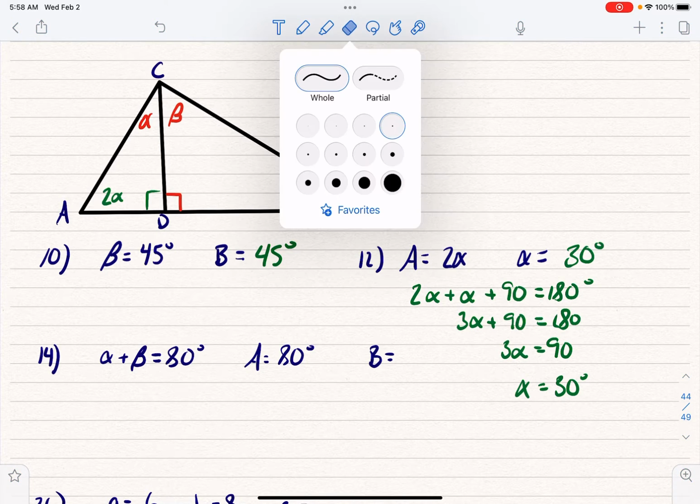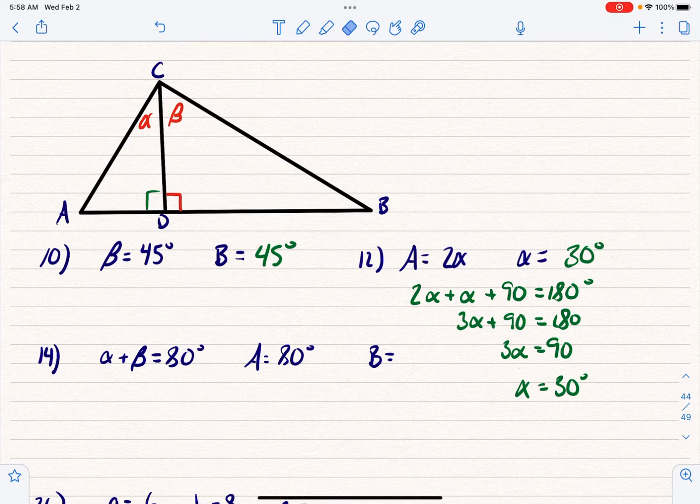Next one, let me erase this right here. Okay, next one said, what if alpha plus beta equaled 80? And so what we're saying is this angle right here is 80 degrees, and A is 80 degrees. Then what would B have to be? And that's really simple, because now, even though it doesn't look like it at all, that would be an isosceles triangle. It has two congruent angles, so it must have two congruent sides.